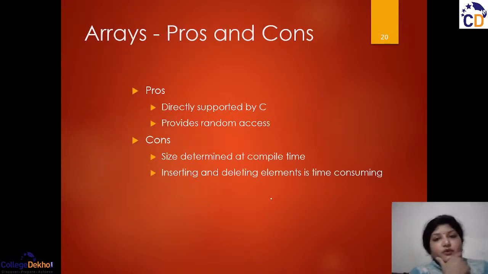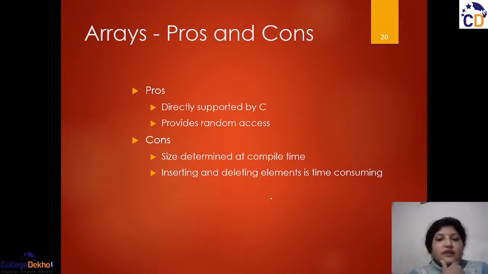Now let us see what are the pros and what are the cons of arrays. Arrays are directly supported by C, right? C is a simple and easy to use language to represent different data structures. If you want to implement any data structure, C is the best language to implement the data structure concepts. Arrays provide random access. You can access any element by using the index. If I print A[1], it is going to directly print the value of this. Later in the slides we will see the syntax, how it is written.